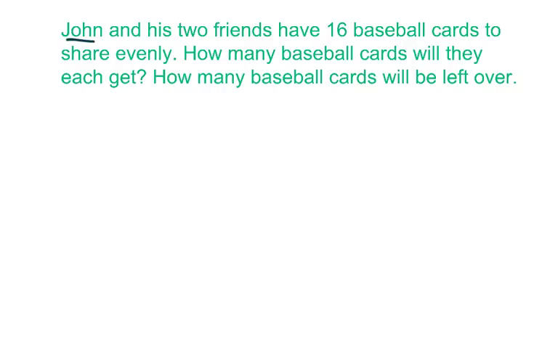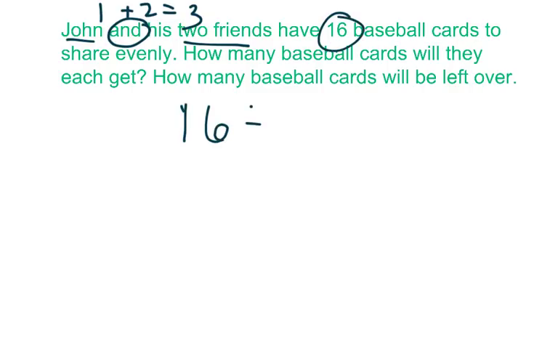Well, I have John and his two friends. So if I have 1 plus 2, that gives me 3 people are sharing 16 baseball cards. So 16 divided by 3. And they're sharing them evenly. Division's all about doing things evenly. So I need to divide.